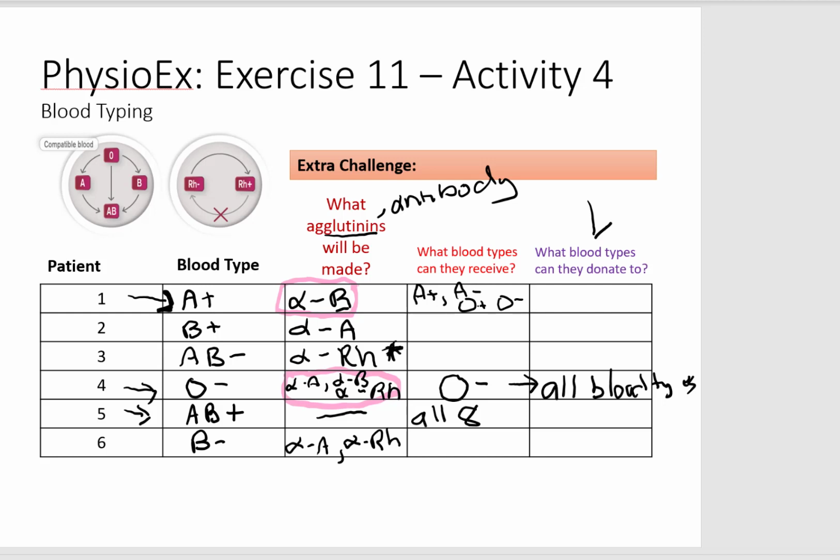Sorry, I have a question. What about O positive? Is that the same as O negative? No, O positive could only give to positive blood types. Okay, only the positives, because O positive has the Rh factor.